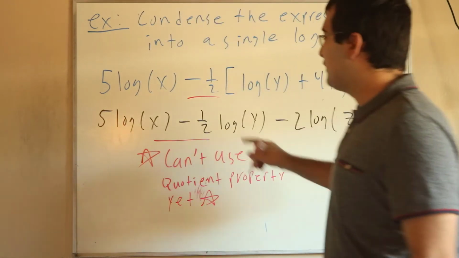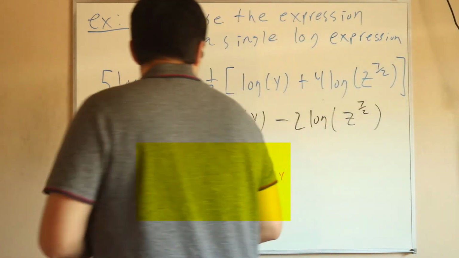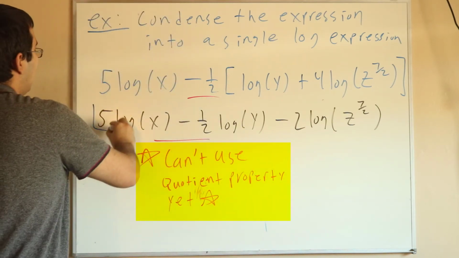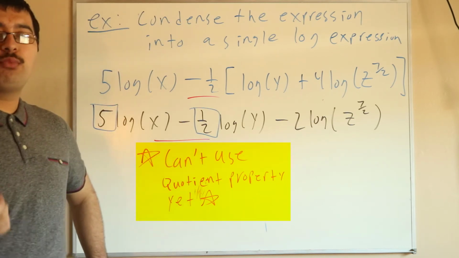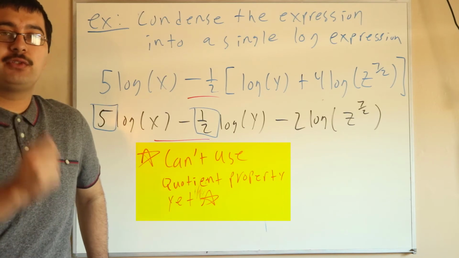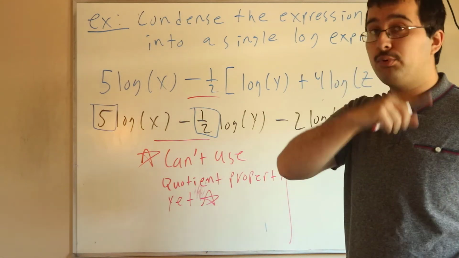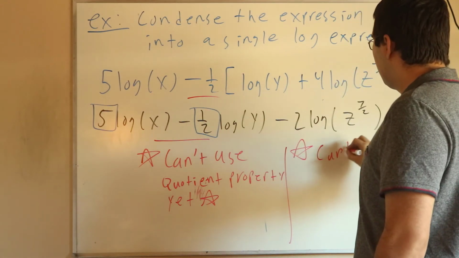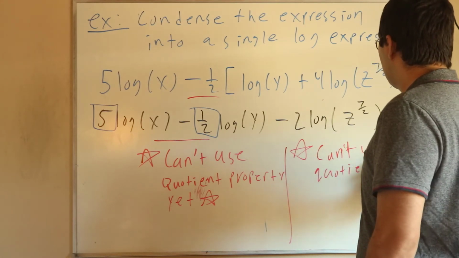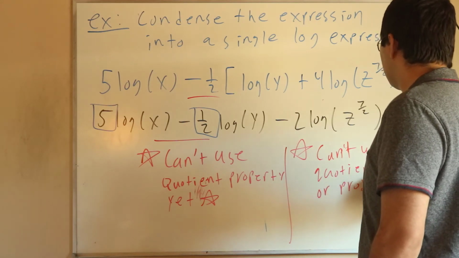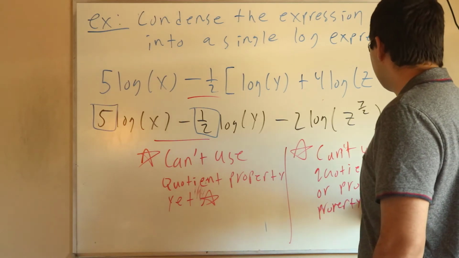Alright, very important note: with these two logs, we still cannot use quotient property. Why can we not use quotient property? It is because of the coefficients. You cannot use quotient property if you have coefficients in front of your logarithms. You can't use quotient or product property if coefficients are in front.